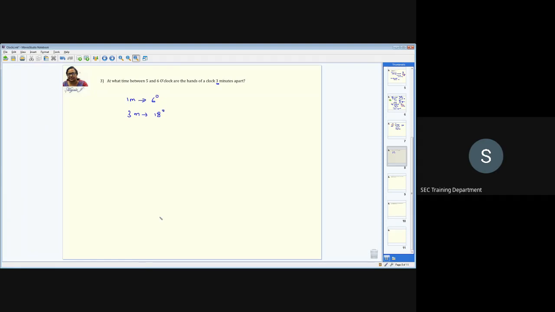The time between 5 to 6. So when you say the time between 5 to 6, the H has to be taken as 5, because it's 5 past something. That minutes only you have to find out. We do not know what that is. So apply the formula: theta equals 30H minus 11 by 2M. Of course, this is modulus.